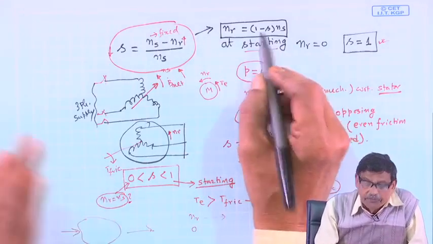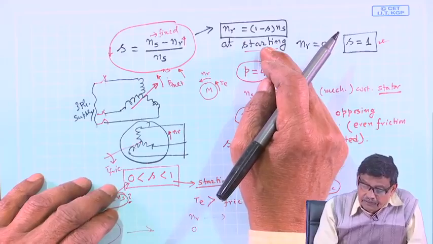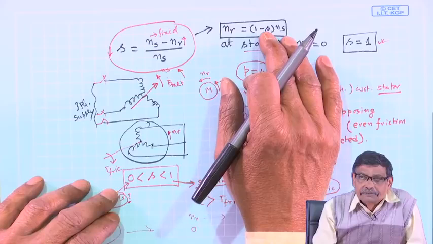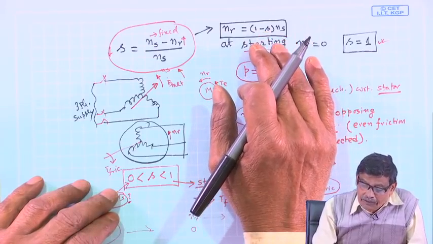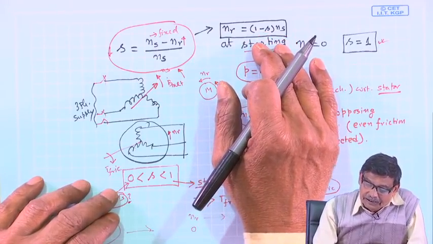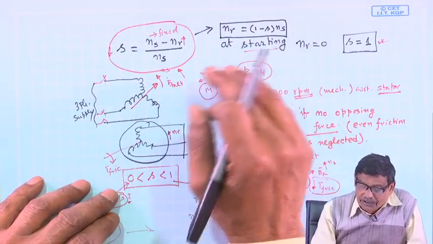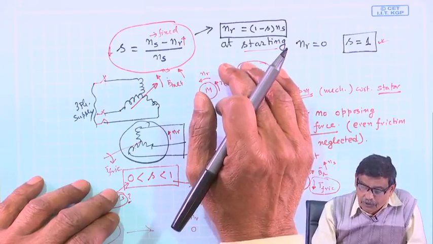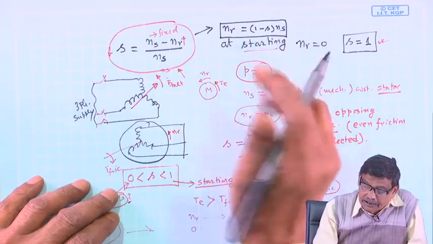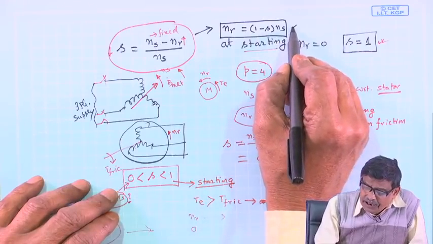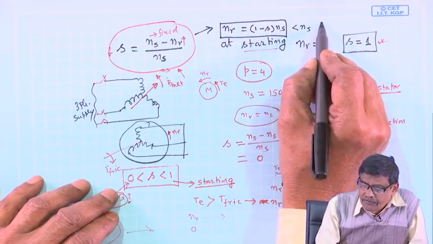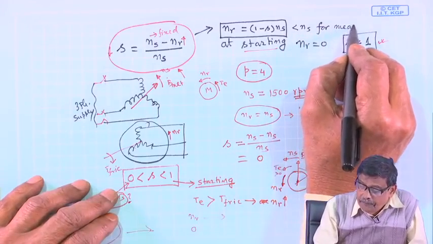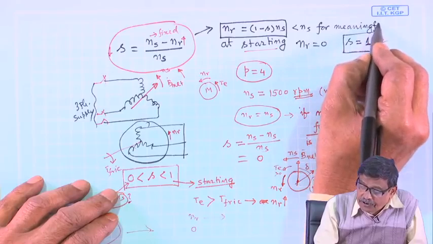When s equal to 1, it will be 0, rotor speed. But rotor in a practical machine cannot run at Ns, because in the presence of an opposing torque, before reaching Ns, it has to settle down to some lower RPM. So, Nr is this, and it will always be less than Ns for meaningful motor operation.